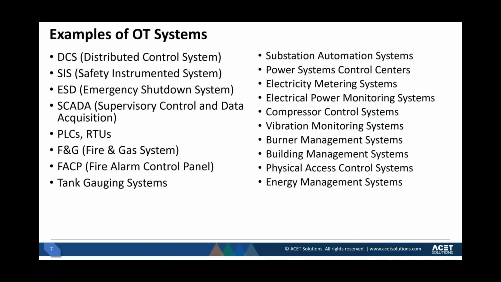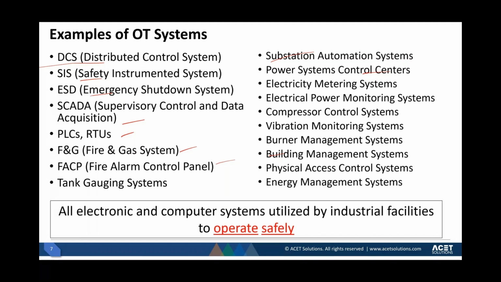Examples of OT systems, just to make sure that everybody is aligned about what we are talking about, are DCS, safety systems, SCADA systems, PLC, RTU, fire and gas, substation, power control systems, even building management systems, smart city, IIoT. All these things are considered as OT systems. In a nutshell, all electronic and computer systems or devices utilized by any kind of industrial facility to operate safely is typically considered an OT system.